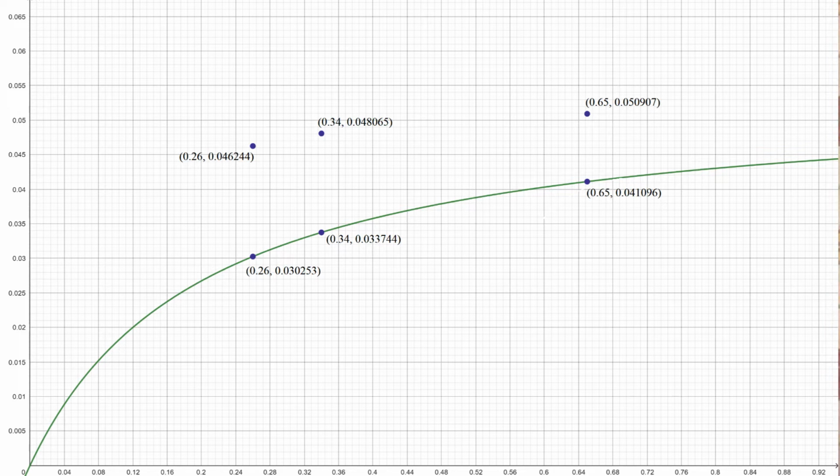Though the error percentages got lower through the x-axis. When the coefficient of friction is 0.26, the error is 52.8%. When the coefficient of friction is 0.34, the error is 42.4%. When the coefficient of friction is 0.65, the error is 23.9%, as can be seen in the graph.